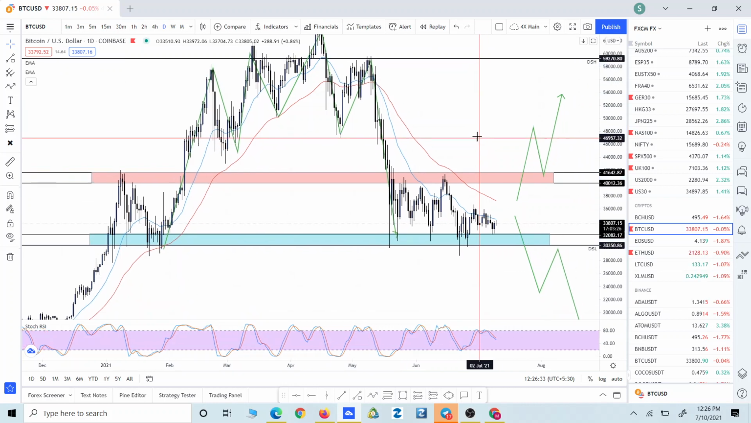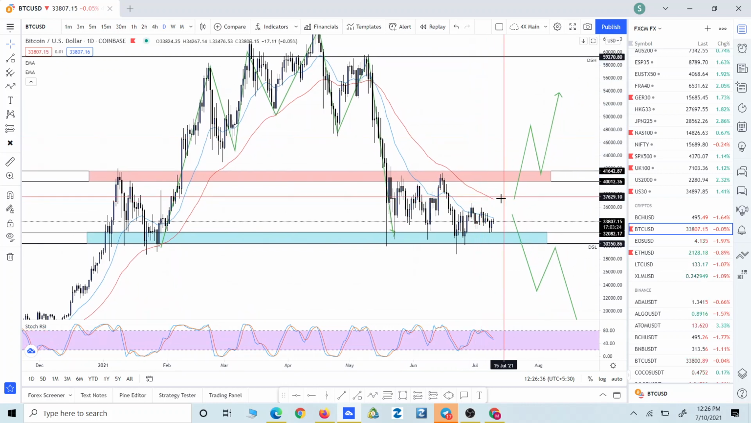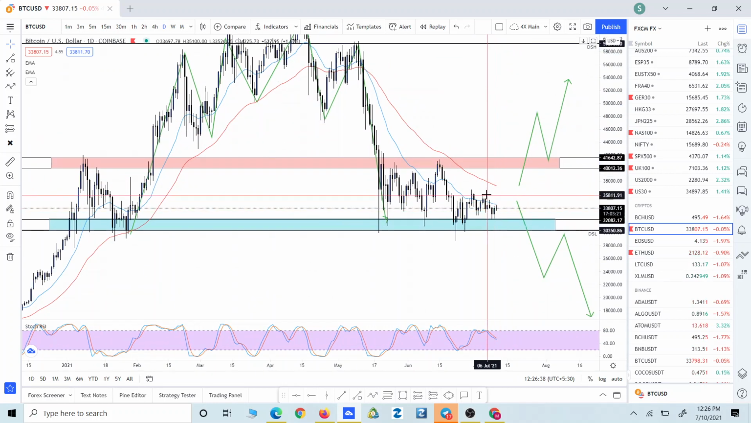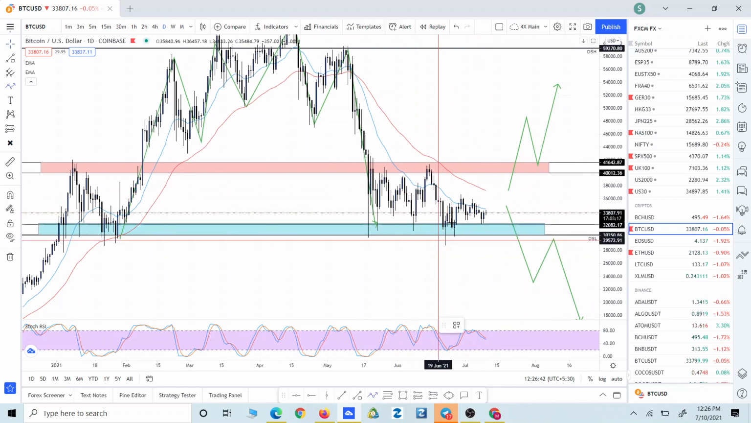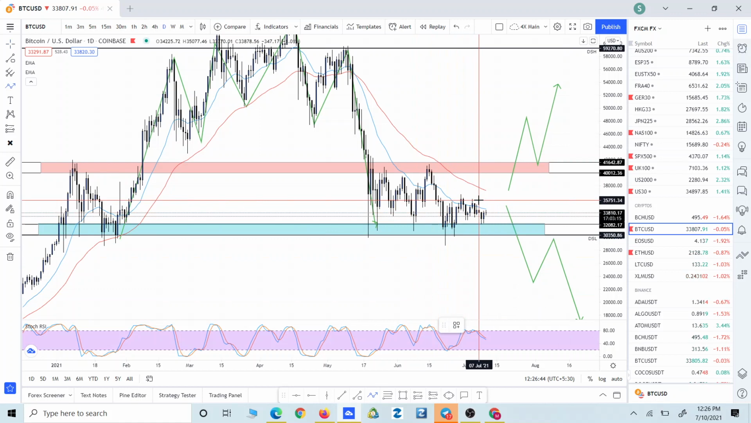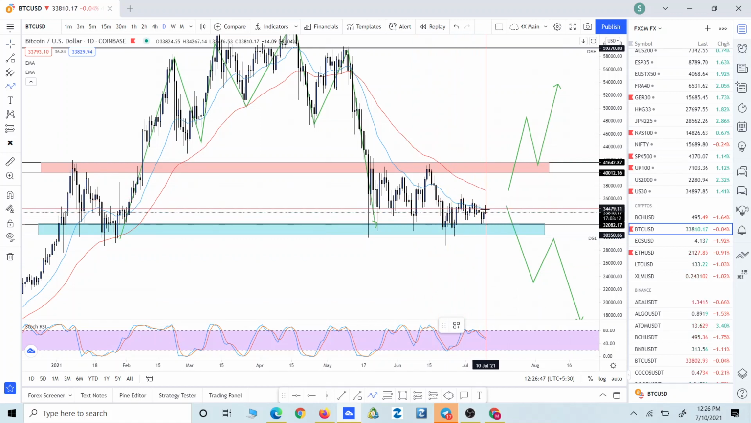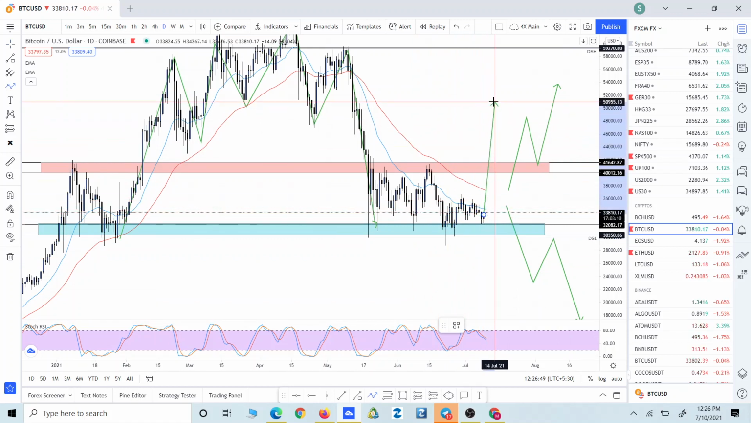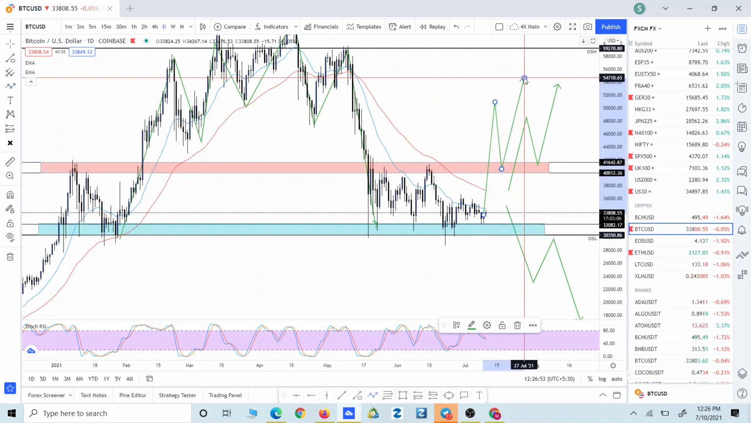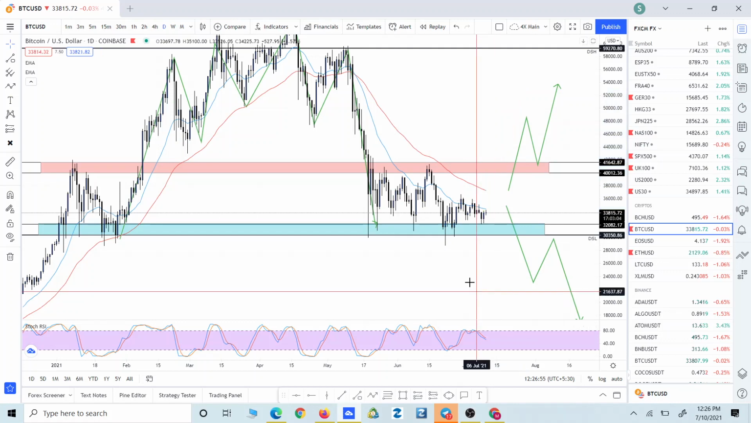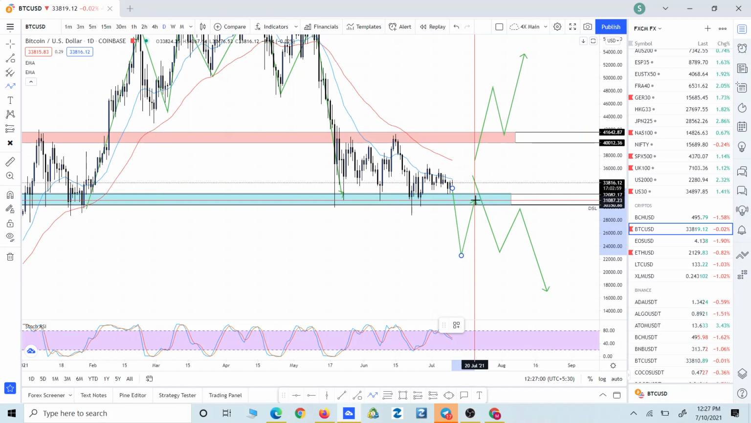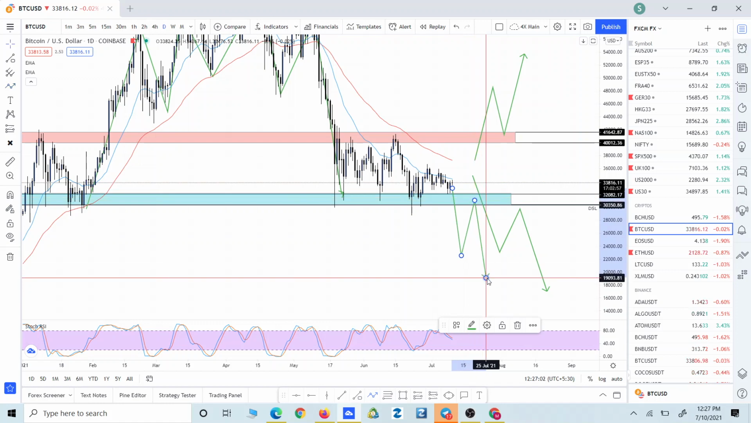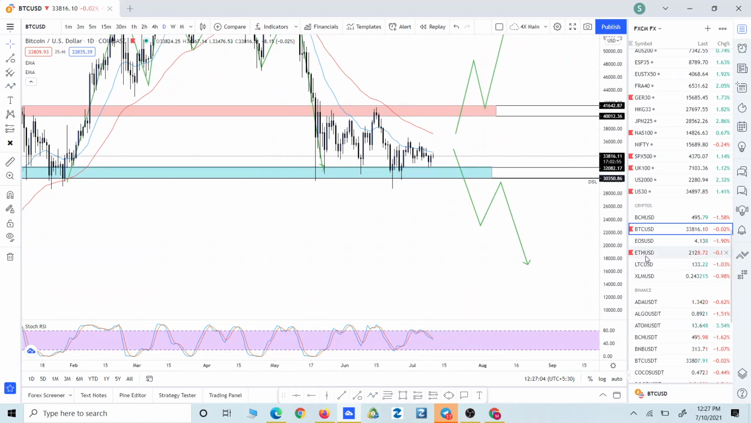So what are the possibilities and what I'm looking for at the moment? There is no possible setup for me at the moment until the price breaks out of this range in either direction. Accordingly, I will shift my bias to the bullish or the bearish side. So two possible scenarios: if the price breaks above this zone, I'll be waiting for any kind of retracement back into this zone to go long, or if the price breaks below this zone, I'll be looking for any kind of retracement back into this green zone to go short. These are the two possibilities on the Bitcoin.